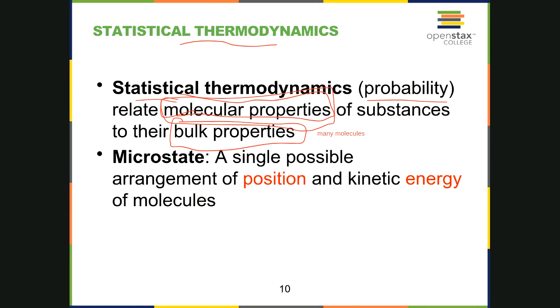We get to something called a microstate. That's a single possible arrangement of the position and the kinetic energy of a molecule. So where is the molecule and what is its energy? We're going to be looking at those individually on the next slide. We're not going to be calculating any of that. This is more of a conceptual thing that's going to help you later on to be able to state if a particular set of circumstances is going to cause a reaction to be spontaneous or not. So keep in mind what this is really all about.